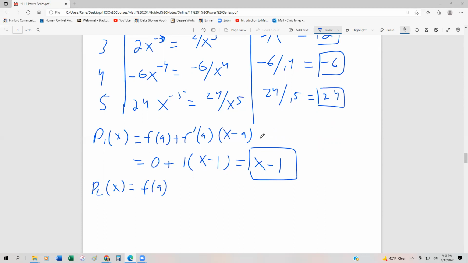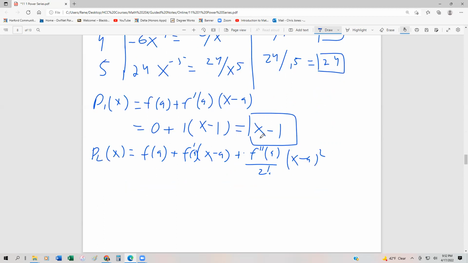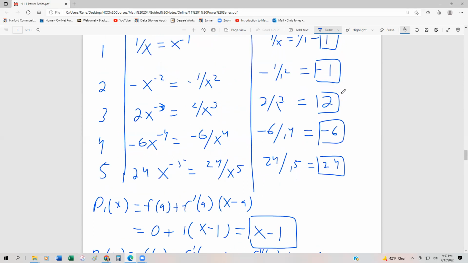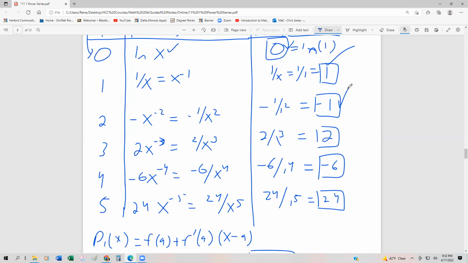So remember our pattern. It's going to be f at a, f prime at a times x minus a, and then we're going to have the second derivative at a divided by 2 factorial times x minus a squared. In this case, we're just going to copy down the x minus 1, because that's what we just found, plus, now we're going to have the second derivative, which is going to be negative 1.